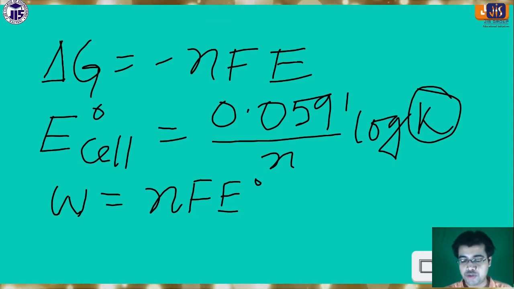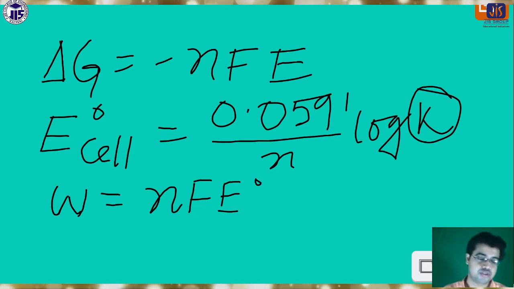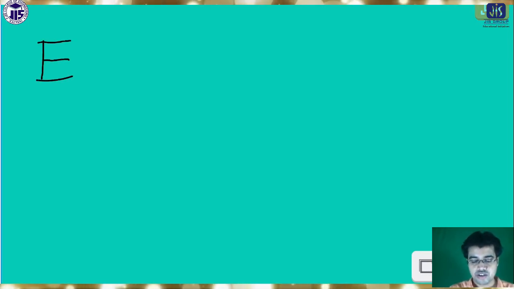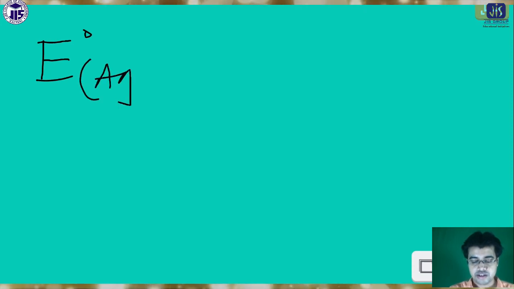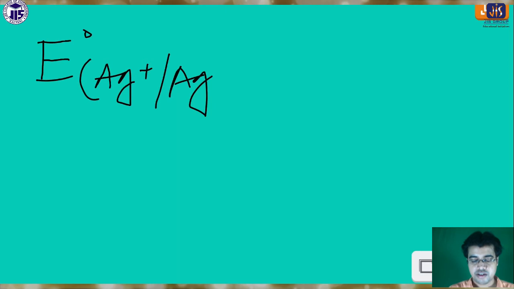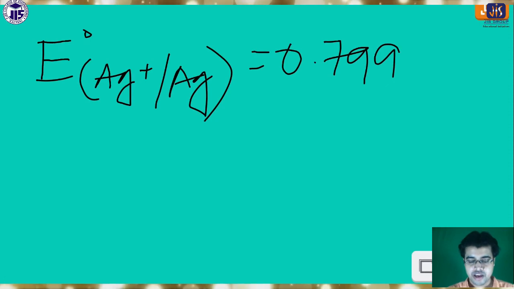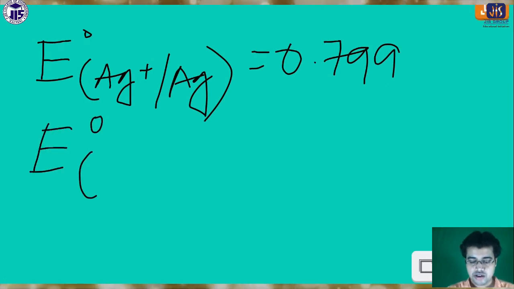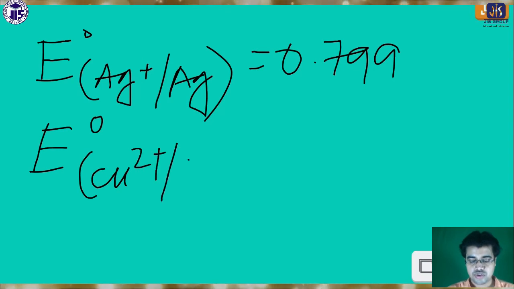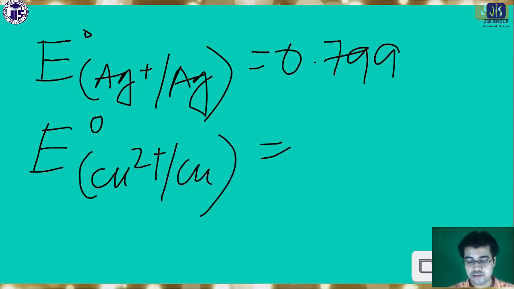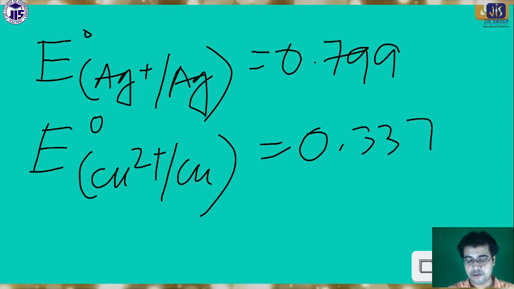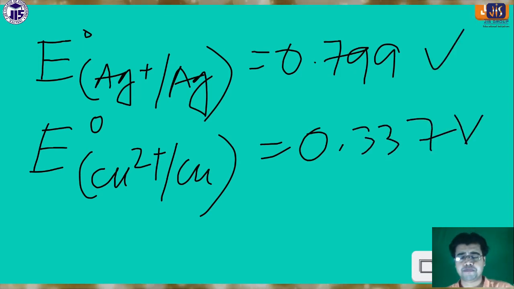I will show you one numerical problem, how you can use all these values. For example, in your question paper it is mentioned that E0 Ag+/Ag equals 0.799, and E0 Cu2+/Cu is given as 0.337 volt.